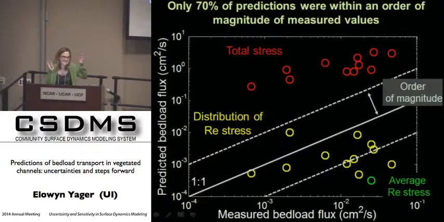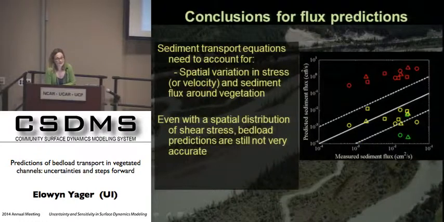That's not really what we want to go out to the community and say, as we were just talking about in discussions of uncertainty, yeah, I can predict sediment transport within an order of magnitude. I'm awesome. I don't think I would get great reception on that one. So this brings us to, can we accurately predict sediment flux in vegetation, at least in these experiments? If we use a spatial distribution of shear stress or possibly velocity, we can improve predictions, but even with that spatial distribution, our bed load predictions still aren't all that accurate.